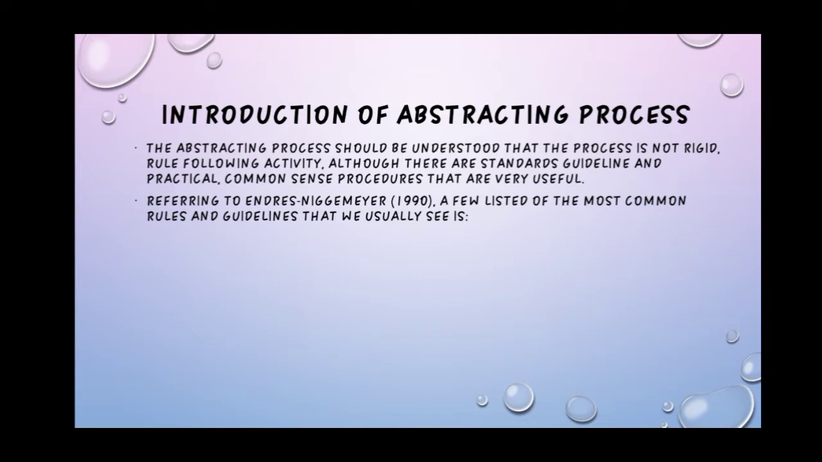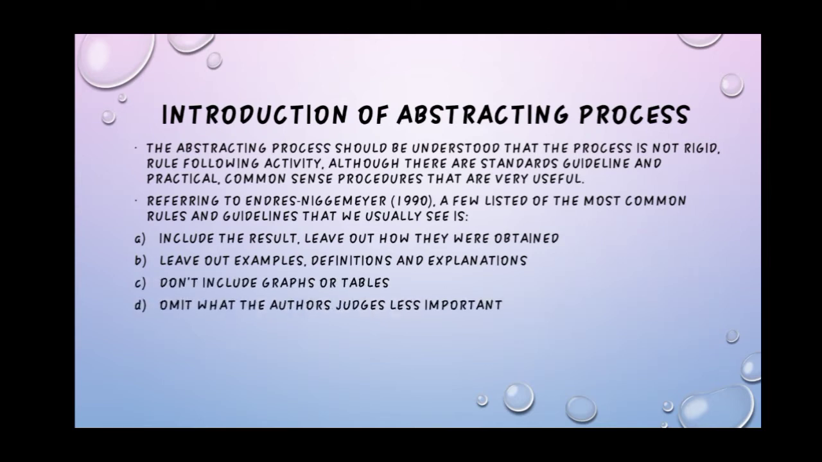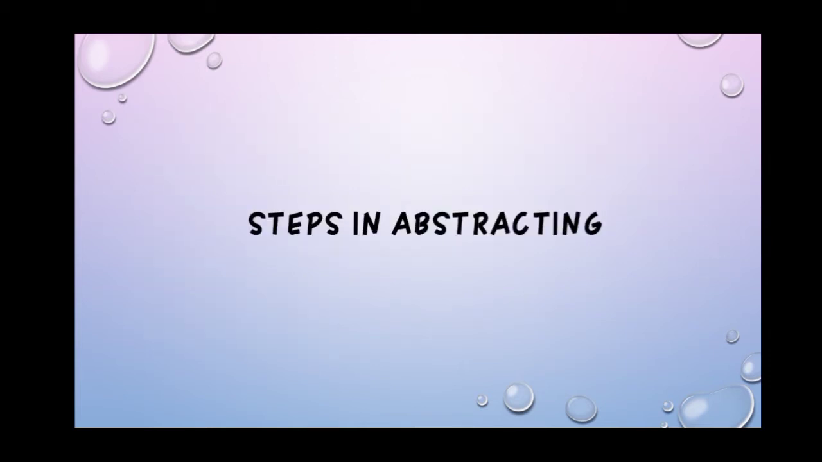Referring to Andres Niemeyer, 1990, a few of the most common rules and guidelines that we usually see include: the result, leave out how they were obtained, leave out example, definition, and explanation, don't include graph or tables, omit what the author thinks is less important, leave out the obvious, and also leave out arguments that are marginal. Step in abstracting.